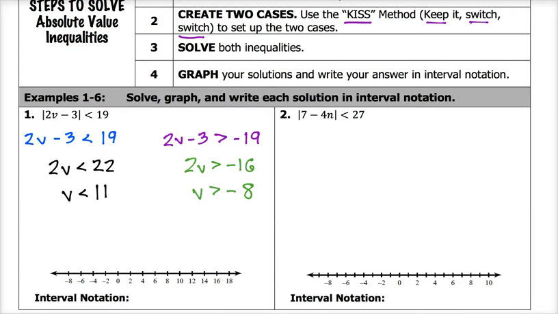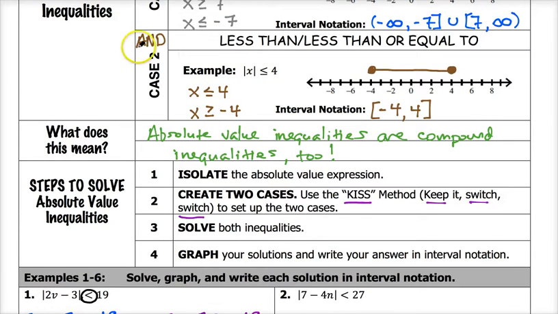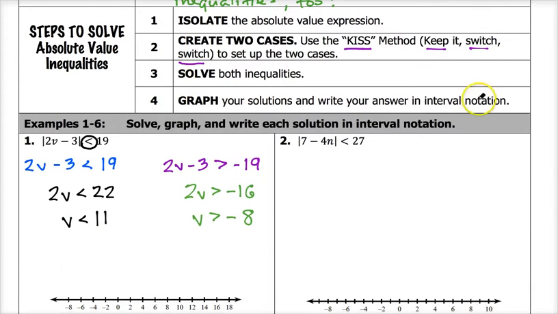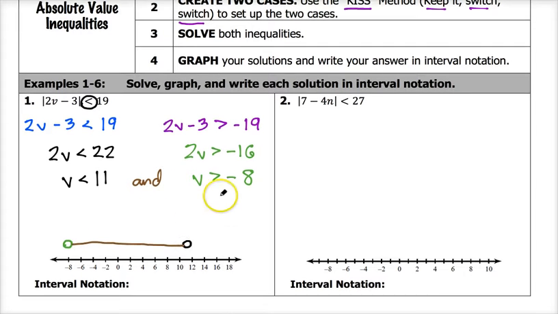You have to ask yourself, what kind of compound inequality is this? Well, because when our absolute value was isolated, we had a less than symbol, it is like the second case up here when we have the less than or equal to's. This is going to give us an and compound inequality. So we're going to put an open dot on positive 11 and an open dot on negative 8. And everything in between those two endpoints will be shaded. So this is what the graph looks like.